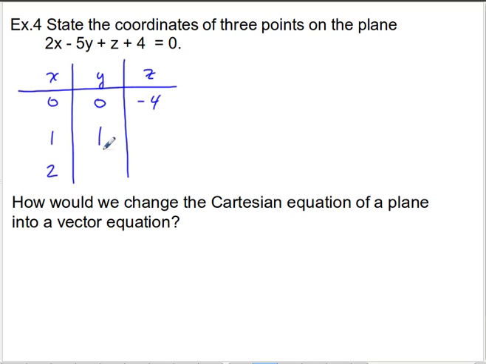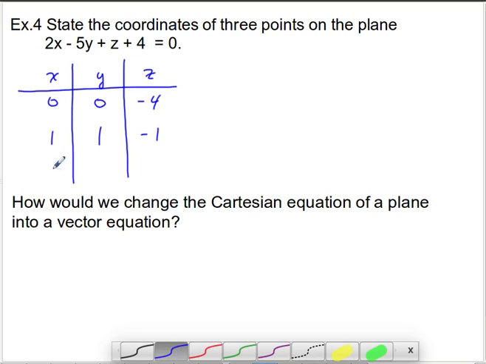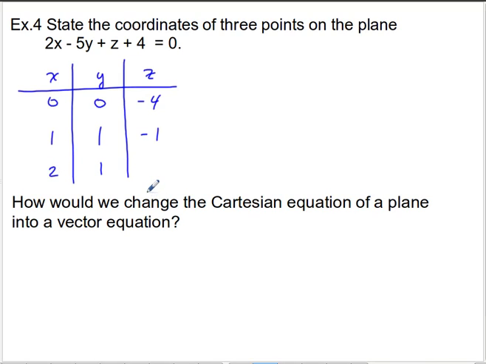And so how about I put in x equals 1 and y equals 1. And so then I get 2 minus 5 is -3, plus 4 is 1, so that goes to -1. And then instead of x equal 2, well, I could have stayed with x equal 2 there. And how about y equals 1? So then I get 4 minus 5 is -1, plus 4 is 3, gives me -3.